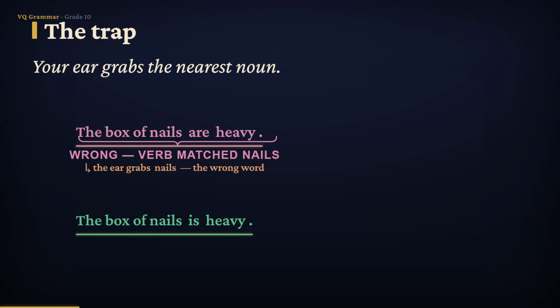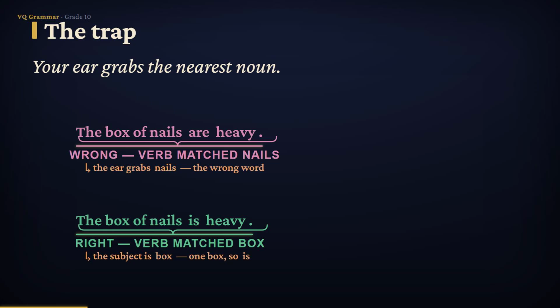Now the correct version. The box of nails is heavy. What is actually heavy? The box. There is one box, so the verb must be singular. The nails were never the subject at all. They are riding along inside a prepositional phrase, of nails, and a noun tucked inside a prepositional phrase can never be the subject of the sentence.